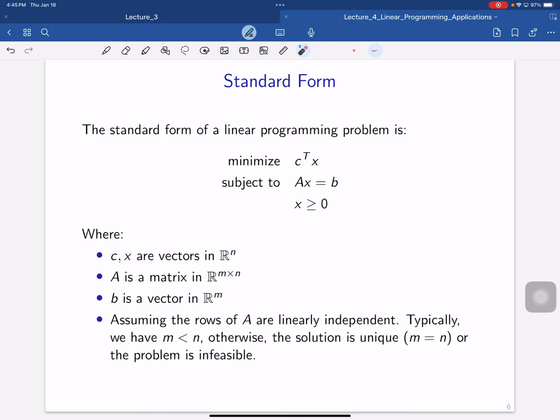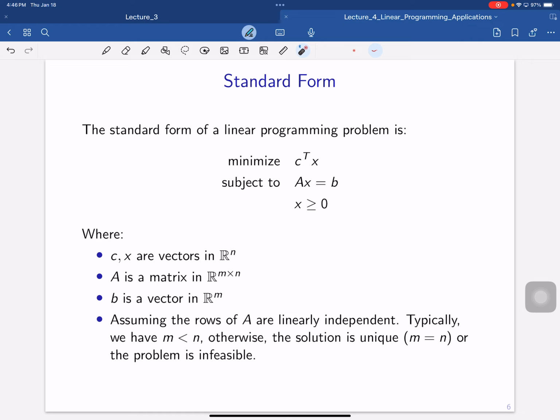Typically we assume that the rows of A are linearly independent. Why is that a good assumption? Because if you have some linearly dependent constraint, that means one constraint can be written in terms of all the other constraints, right? So that means some of the constraints are redundant, or there are some conflicts. If you write one constraint as a linear combination of some other constraints, and the right-hand sides are the same, then you have a redundant constraint. You can just remove that. It doesn't affect your problem.